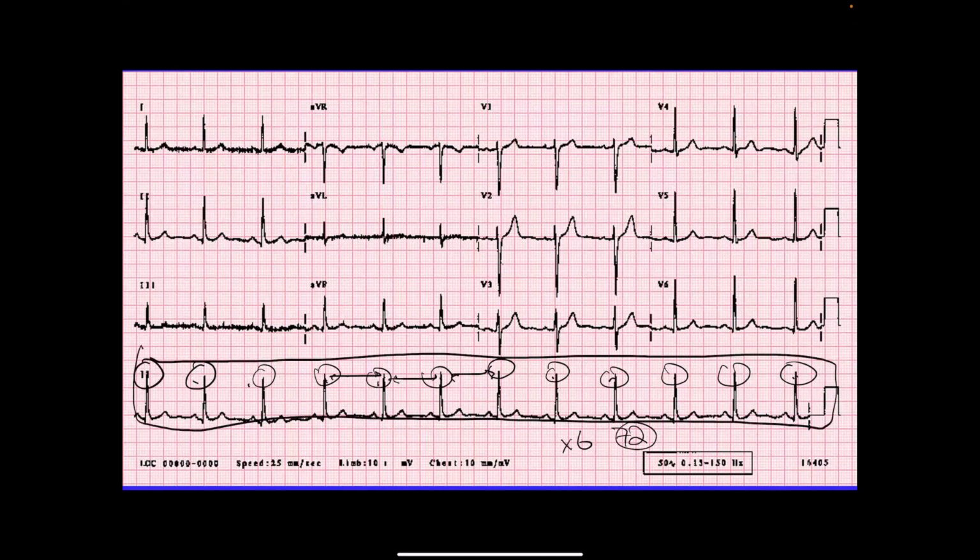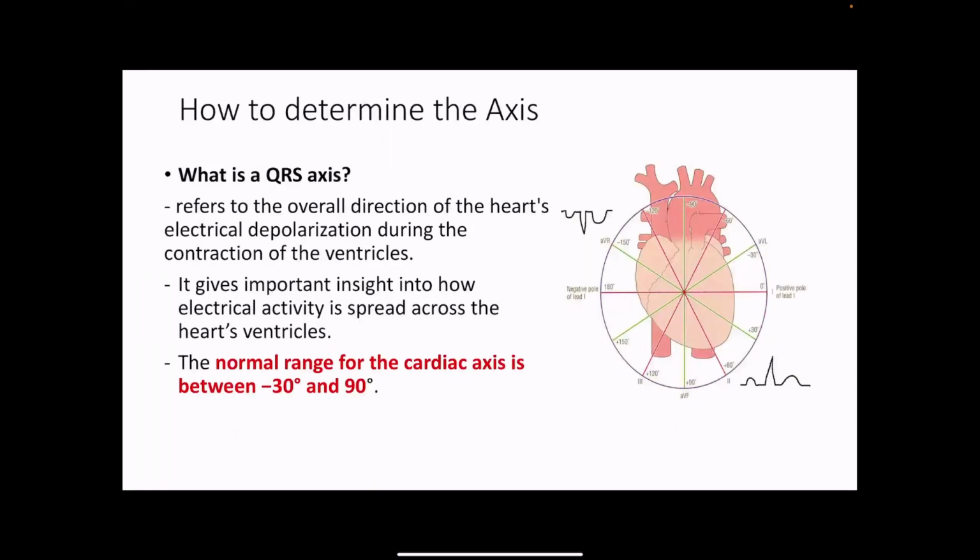Yes. Okay. Now, how do we determine the axis? What is a QRS axis in the first place? The QRS axis is basically the overall direction of depolarization. Now, in general, you have the heart here. Overall, the depolarization wave is going to move this direction, right? Because it goes from the atria to the ventricles. Yes, there are some differences here and there in the septum and stuff like that. But overall, the overall vector is that the direction is going this way.